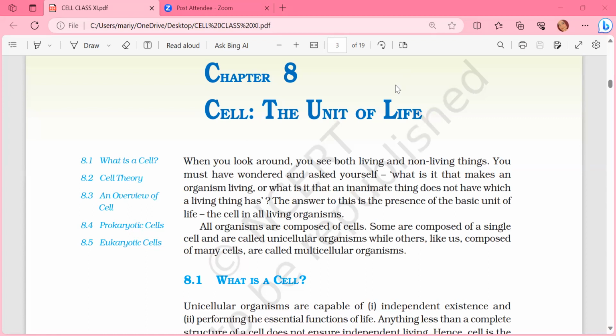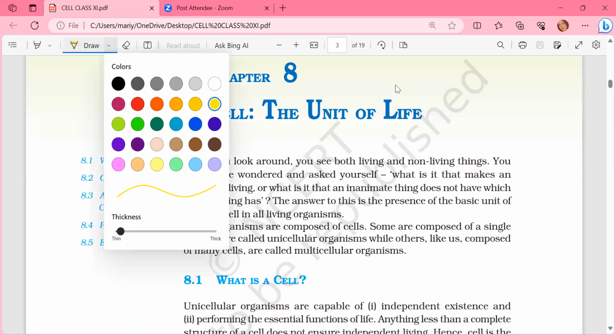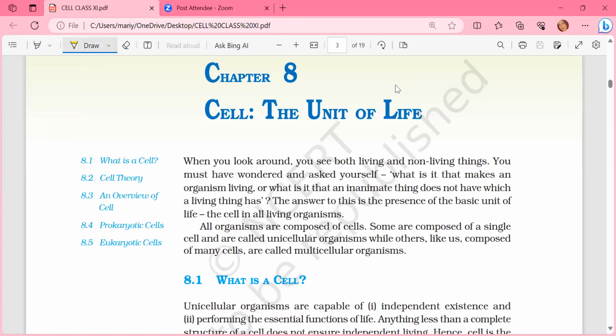So unicellular organisms are those organisms that just have a single cell in their entire body, whereas the multicellular organisms are those that have many cells in their body. Okay. Now, what happens? Sometimes these cells come together and form a tissue, and then these tissues group together and form an organ. And when several organs group together, they form an organ system.